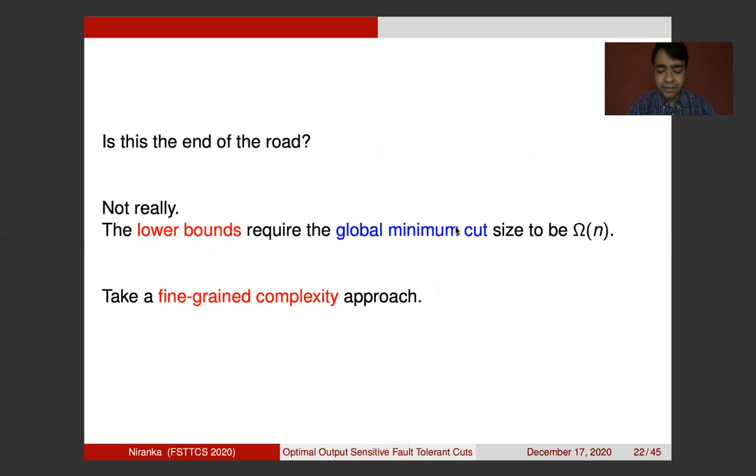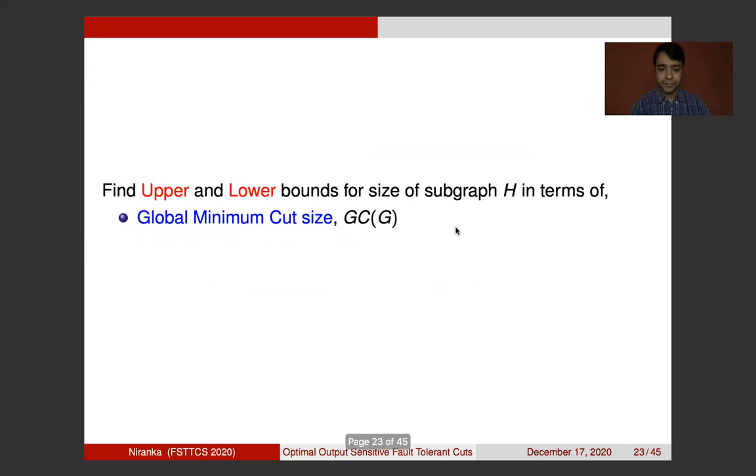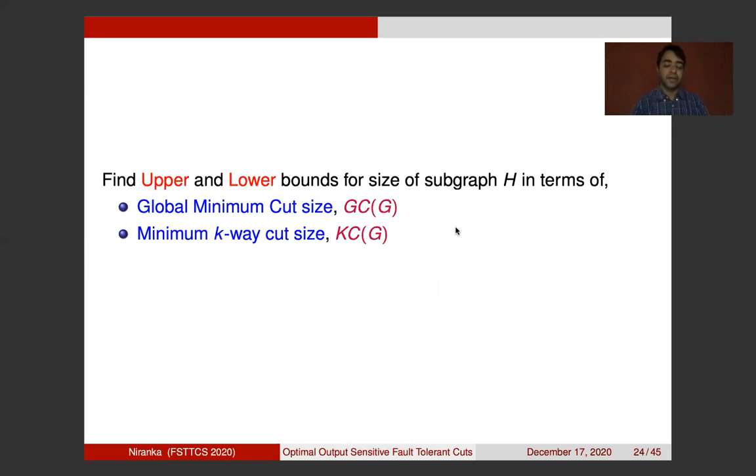Or in other words, take a fine-grained complexity approach. So we find upper and lower bounds for the size of the subgraph in terms of the global minimum cut size for the global min cut problem, or the minimum k-way cut size for the other problem.